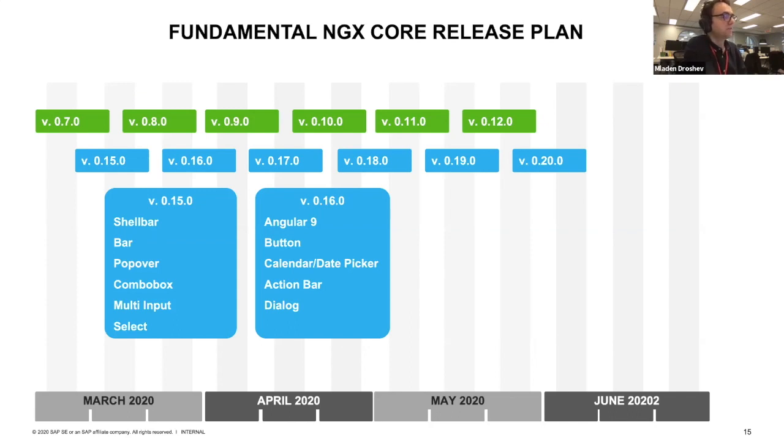For the release after, we want to migrate to Angular 9 and have the latest buttons that will be released in styles in 0.7, a calendar, date picker, action bar, and dialog. For the releases after, more components will come, but this is in the near future.